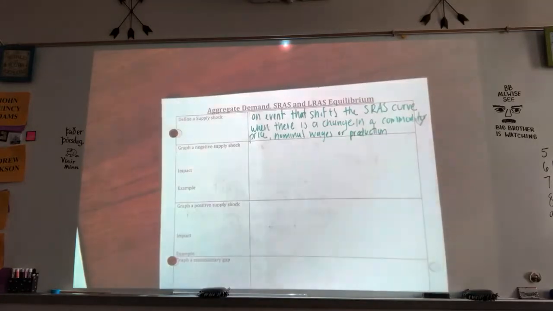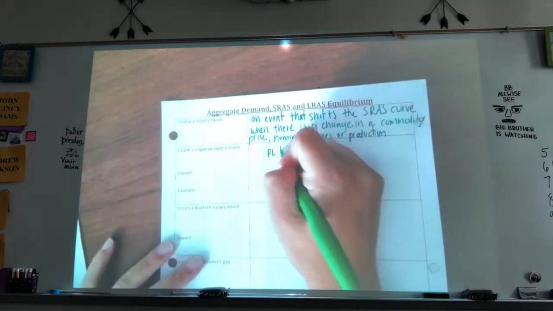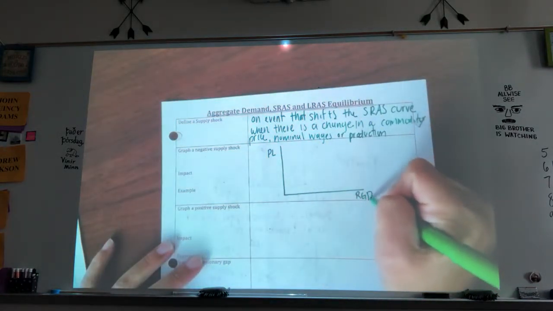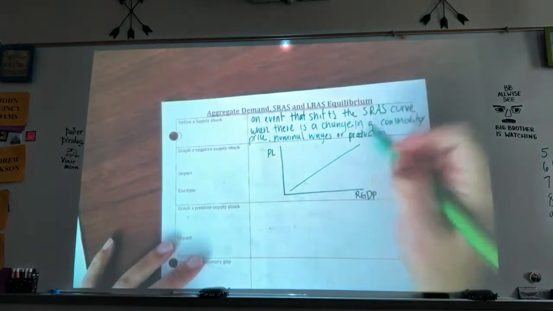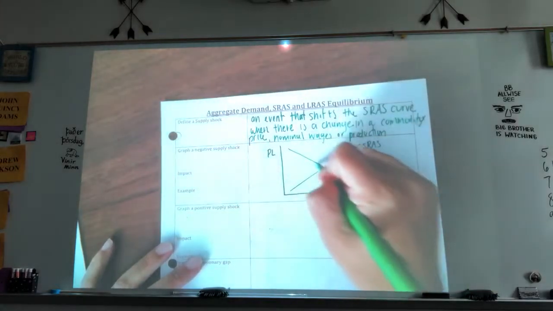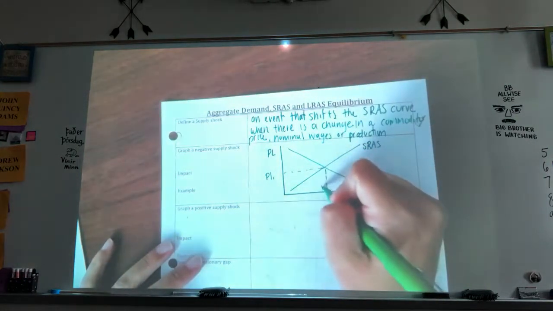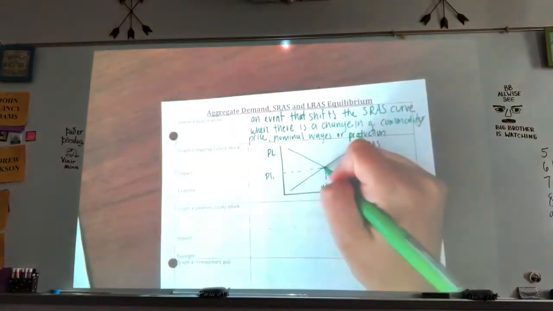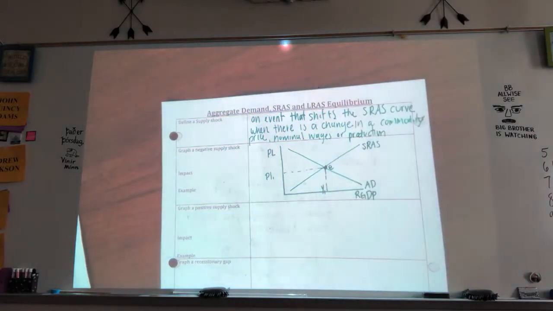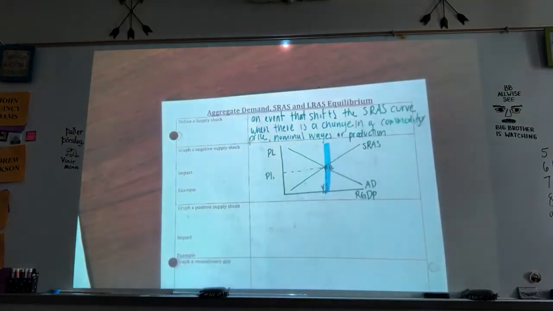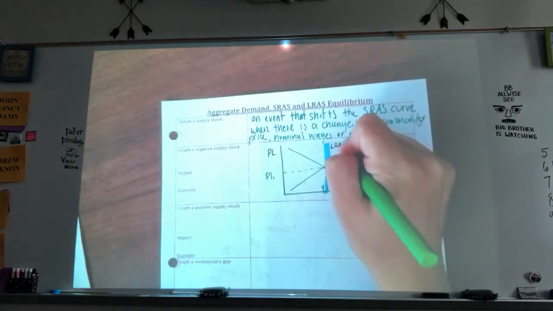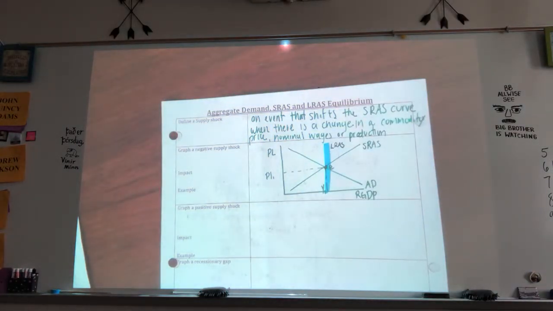So what we're going to do is graph a supply shock, first a negative one. So here's our price level. Here's real GDP, and I'm going to put everything at what first? Equilibrium. So, a negative supply shock, which way would that go? Left. But what do I need to do first before I even do that? Long run. Okay, so a negative one would take it which way? To the left.